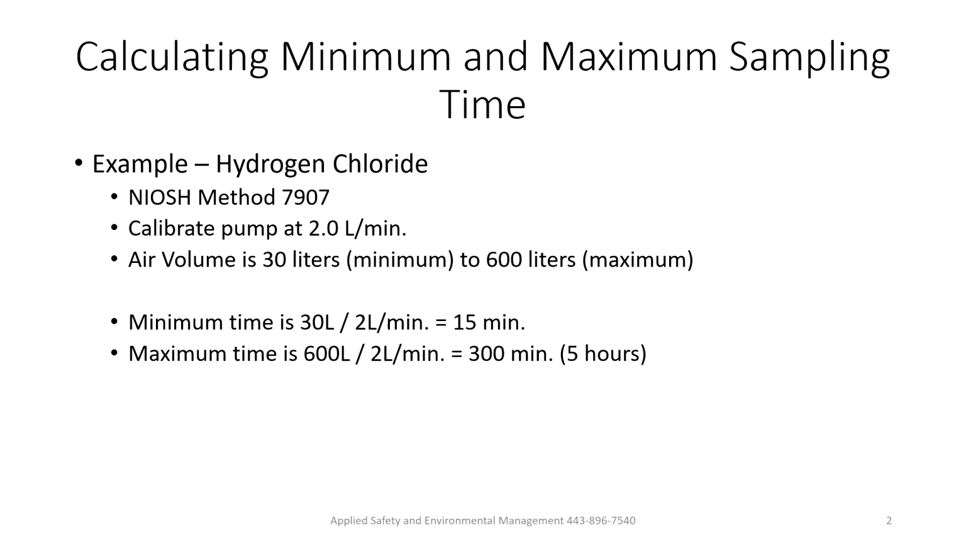Now we know that we have to have an air volume of 30 liters for the minimum, and 60 is going to be the max. So we just do some very simple math. 30 divided by 2 is going to be 15. That's going to be your minimum. Your maximum, 600 divided by 2, is 300. And of course that equals 5 hours.